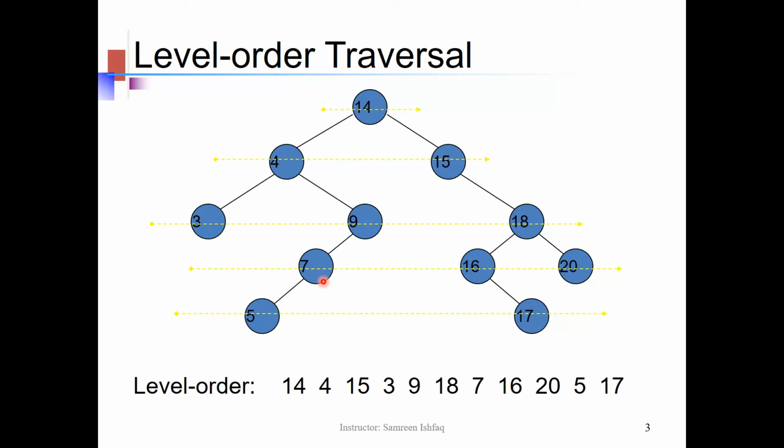At the next level there are also 3 nodes, 7, 16 and 20. We are going to print all these nodes, first 7, then 16 and then 20. At the last level, or the depth of this tree, there are only 2 nodes, 5 and 17, and we are going to print these nodes while moving from left to right. First we are going to print 5 and then 17.